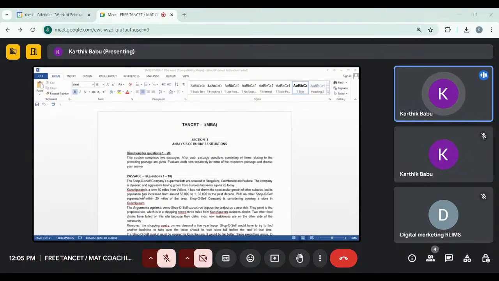Now let me give the crux of the passage. What is given here? This Shoppo Shelf. Let me quickly go through and I will share the essence of it.